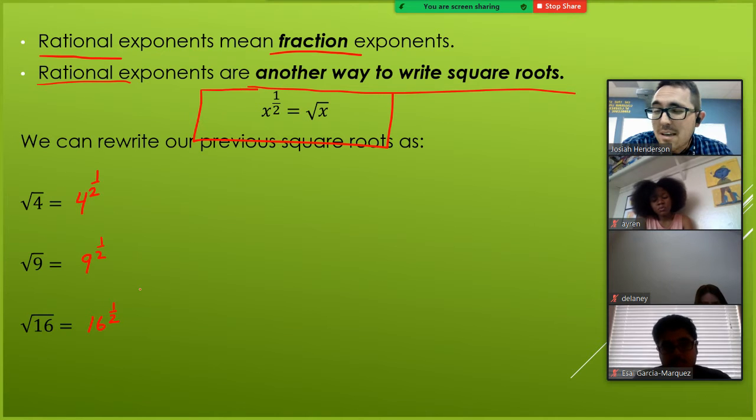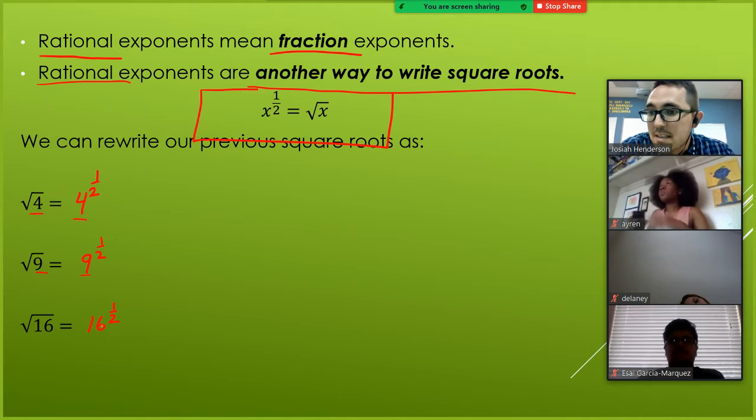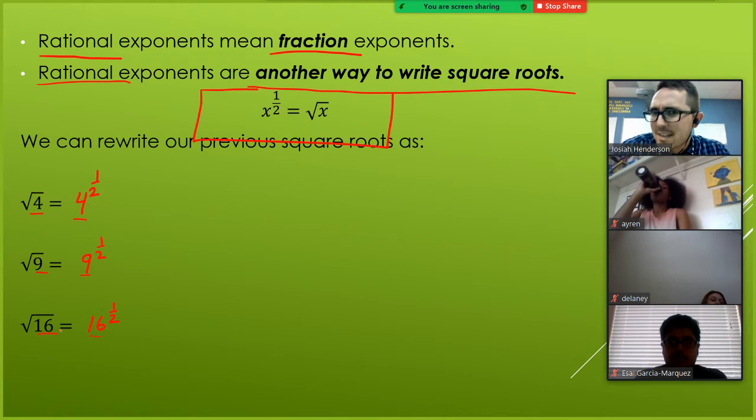So I want you to start thinking about, if I see a square root box, we can switch that and convert that to the 1/2 power instead. The base is still 4, the number inside the radical box. That's what that square root box is called, the radical box. 9 is still inside there, 16 is still inside there. So think of this as a definition: the square root box, you could rewrite that as the 1/2 power.